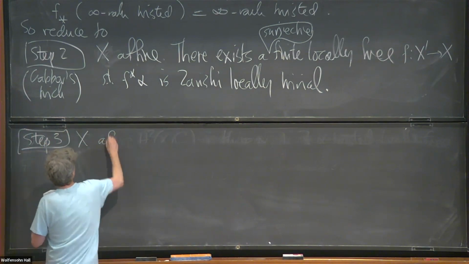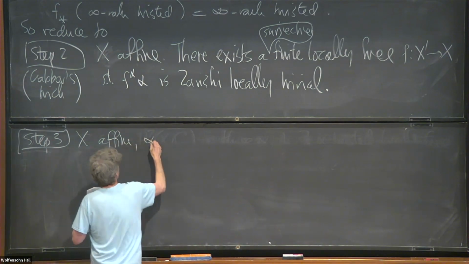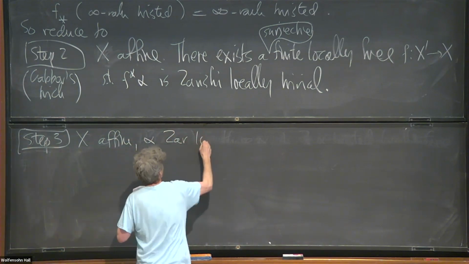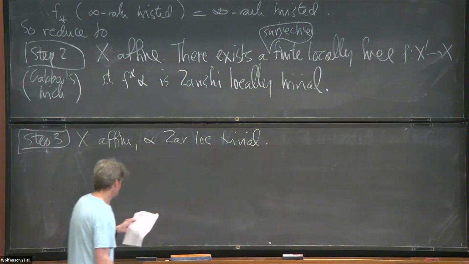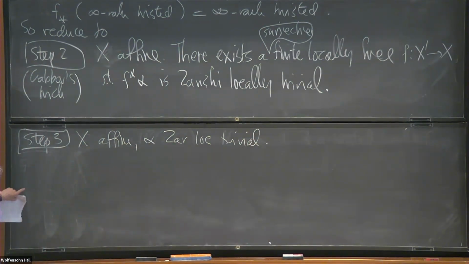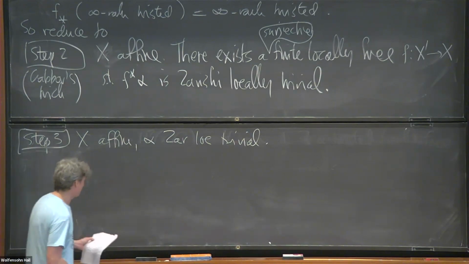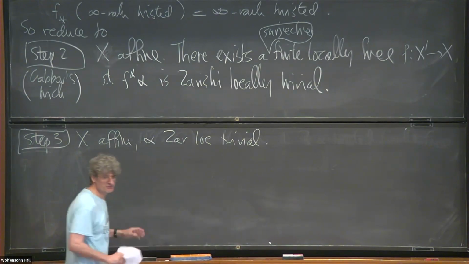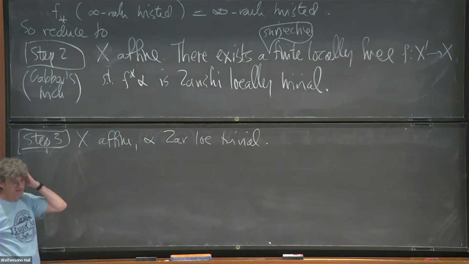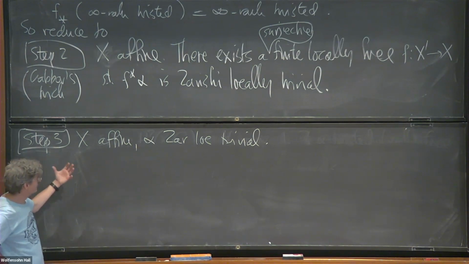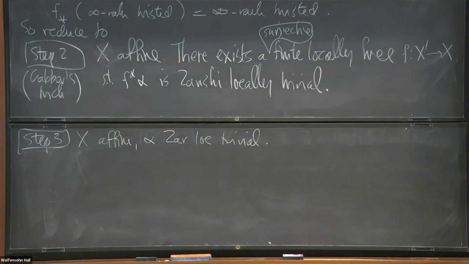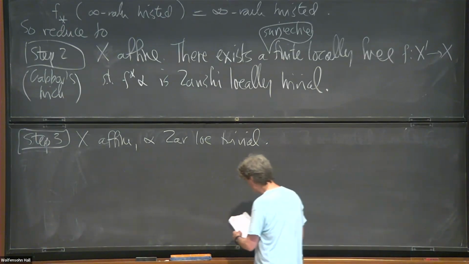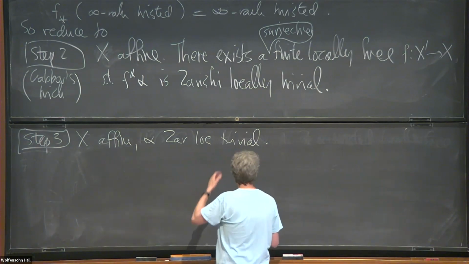X affine, alpha is trivial locally. And here there's another standard argument that I think is due to Gabber, where this immediately reduces you to the case where you have two affine opens. You know the result that you want to prove is true for each of them, and you have to show it for the union. Okay. Yeah, sorry, so by a standard argument.